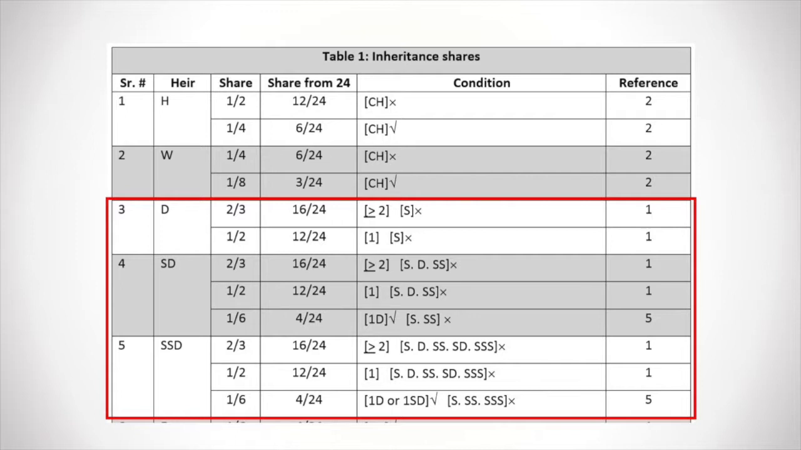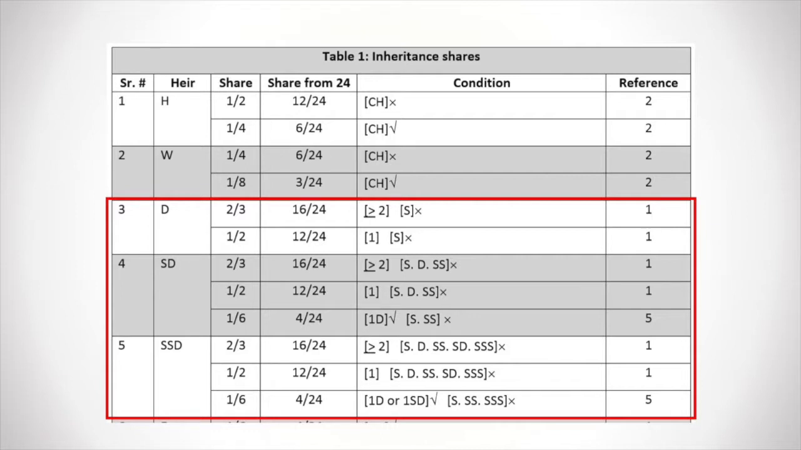Only then they get this share. Otherwise the share will be different and we will ignore them in table 1. The next line is if they get half, or the son's daughter will get half if she's only one and there is no son, daughter, or son present.